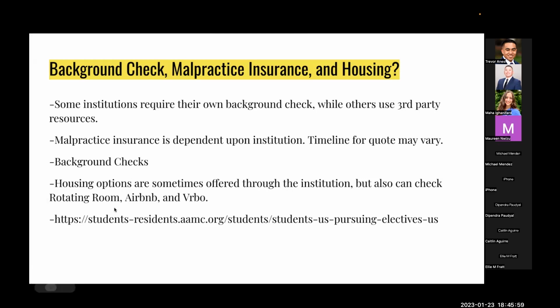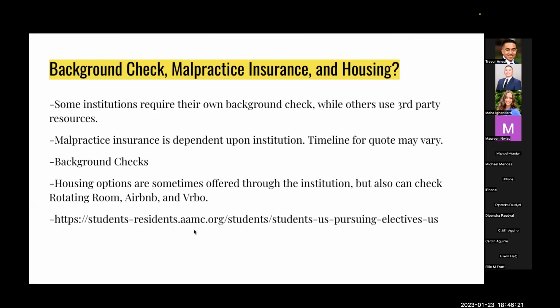But you can get some really good rates for the month. If that doesn't work out, the next bet would be Airbnb or Vrbo in terms of trying to figure out housing. But then going back to background checks and malpractice insurance, if you go to this website, highly recommend it if you're in a pinch.